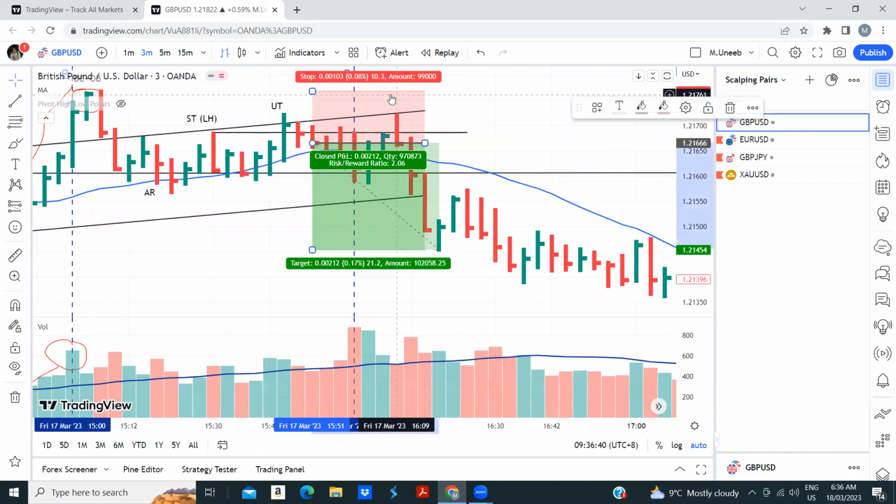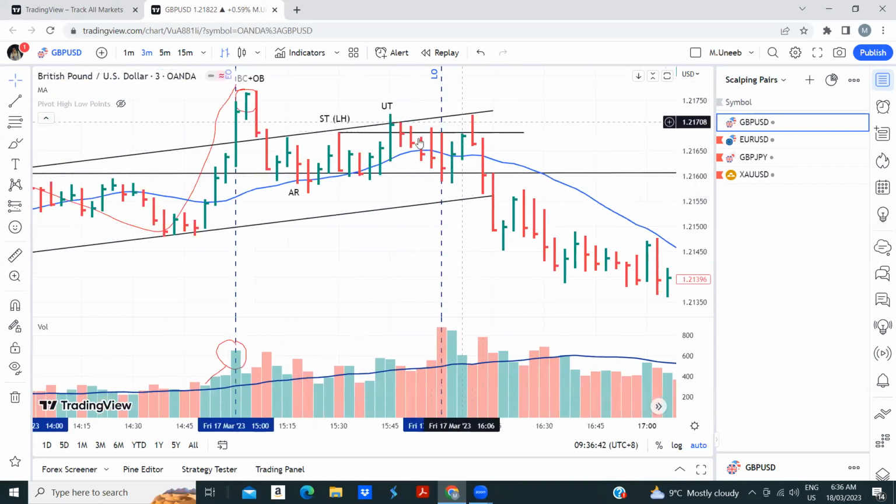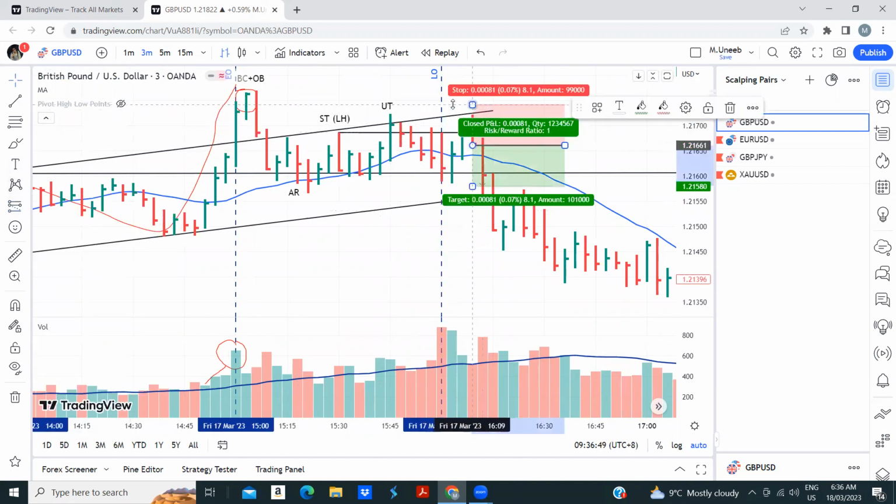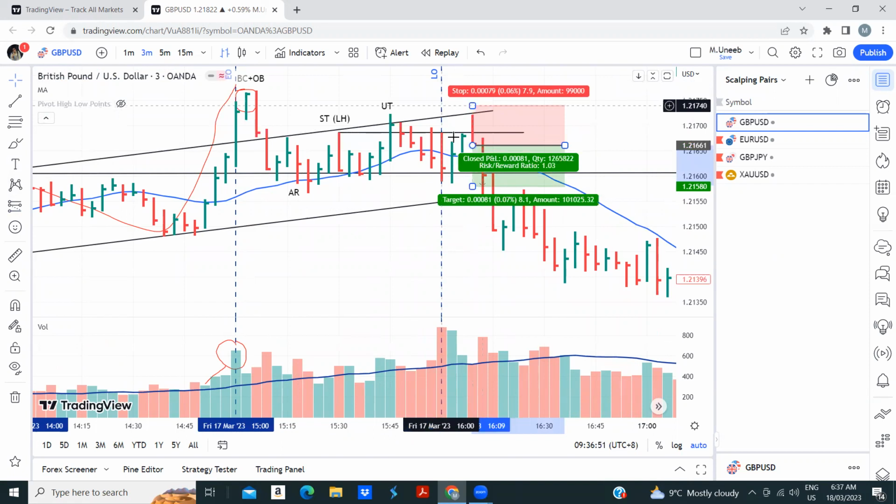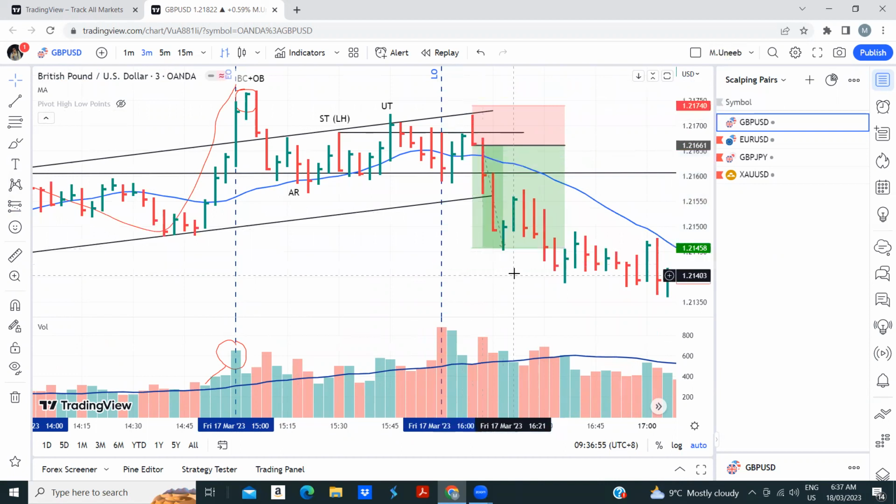But there is again a separate. So this is our ideal position here. Either you go for this one, or you can also go for this test of this UT. Okay, these two are ideal positions. Stop loss should be here. It's a very clear stop loss, and then we can just go down for 2 hours.